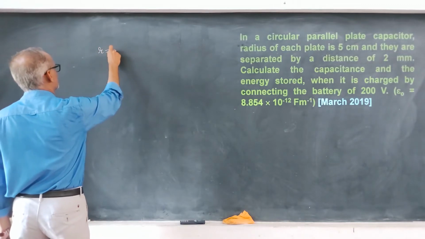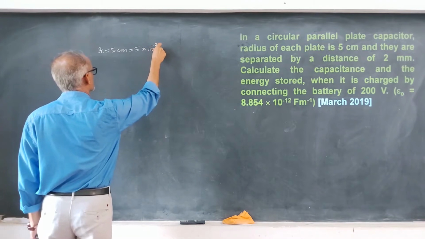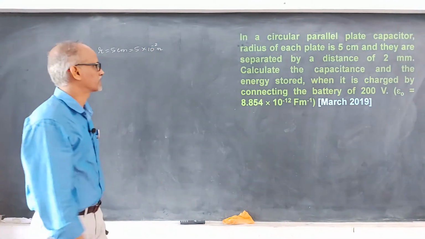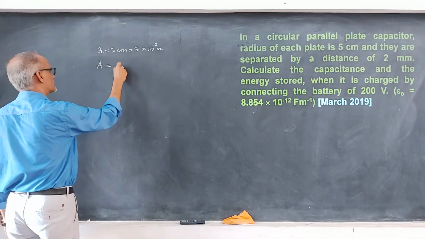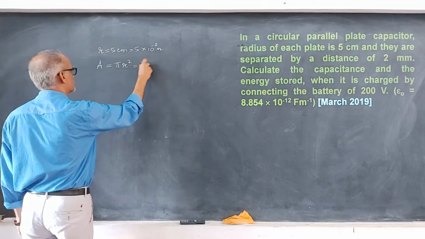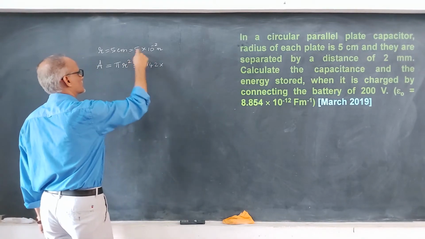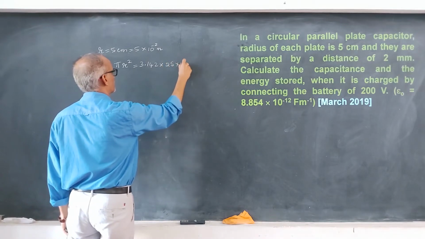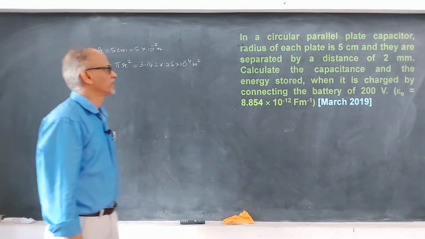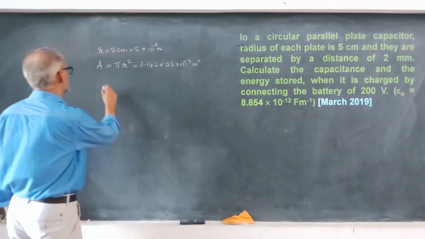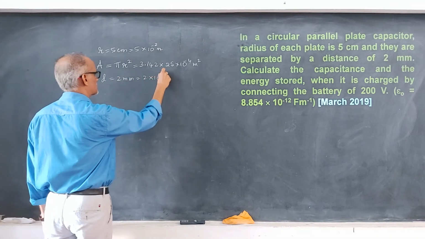So radius is given as 5 centimeter. Conversion is important: 5 into 10 to the power minus 2 meter, centimeter to meter. Since it is a circular plate, I can always find the area. What is the area of a circular plate? Pi r square. Pi is 3.142 into r square. R square of this will be 25 into 10 to the power minus 4 meter square. Now that is the area. They are separated by a distance of 2 millimeters. So separation between the plates is 2 millimeter. Conversion: 2 into 10 to the power minus 3 meter.